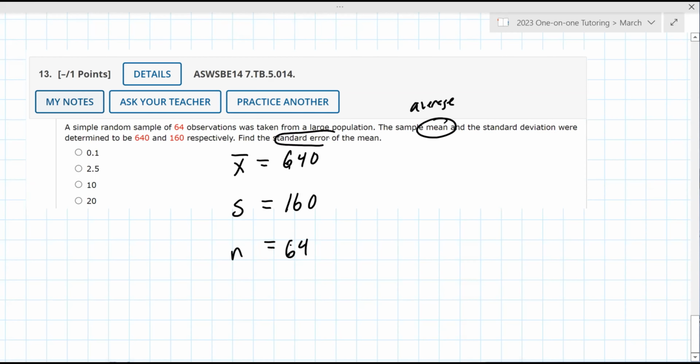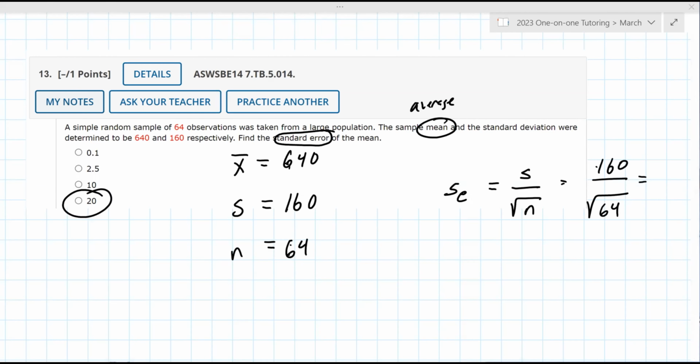So the standard error, this is something you have to know, or it's going to be on a reference sheet. The standard error is the standard deviation divided by the square root of n. So then what do I do here? What is the value of S? 160. So 160 divided by the square root of 64. Yes, 20. Should be 20 there. Yep, that's right. Great.